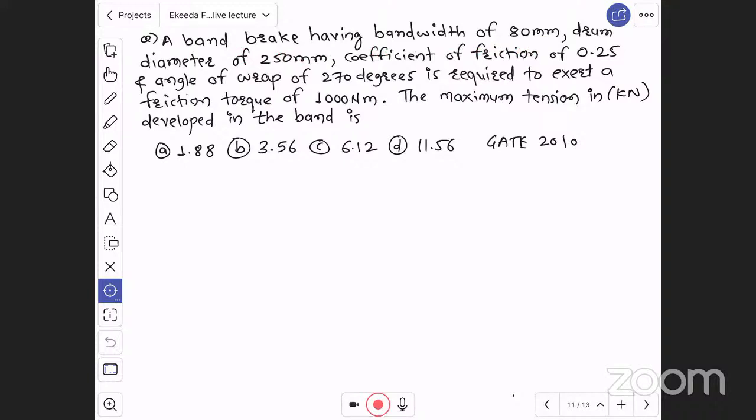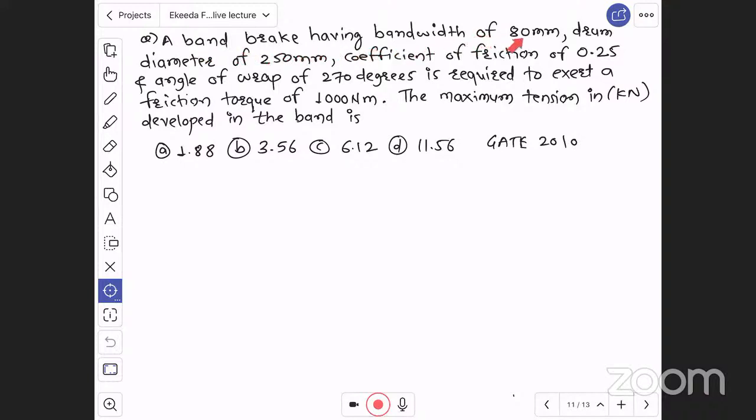Now, those who are civil students, don't worry about the band brake word, because in your syllabus you don't have brake design, but you have the friction topic, and they can ask you a question on this, right? And mechanical students have brake design separately in their syllabus in the machine design subject. So don't worry about this. Band brake is nothing but a belt and pulley friction. And the question is related to our GATE examination. That's why we are taking it here.